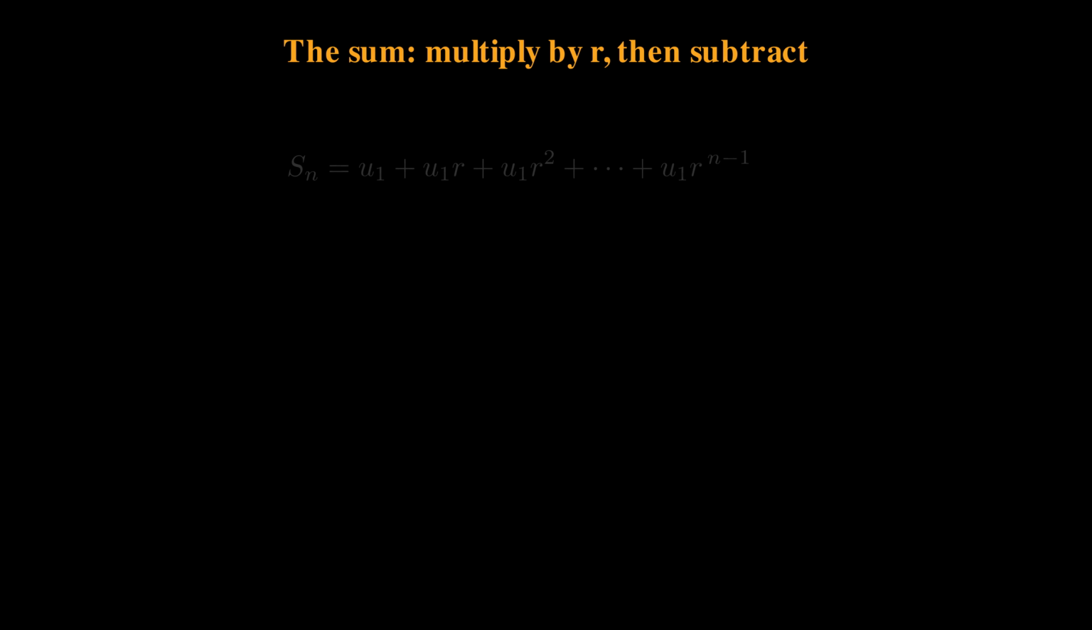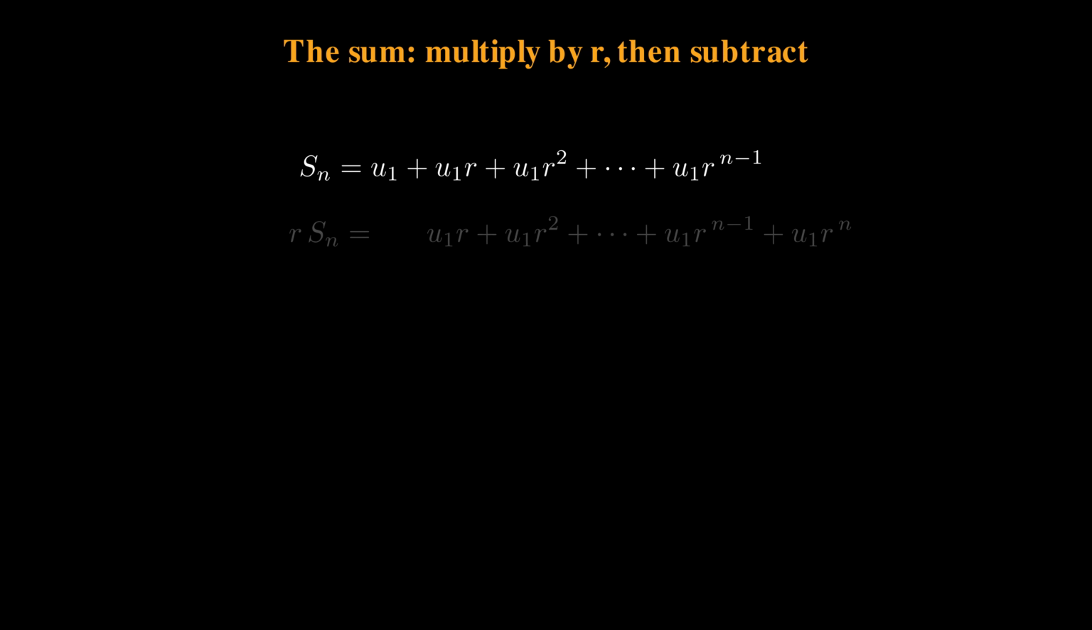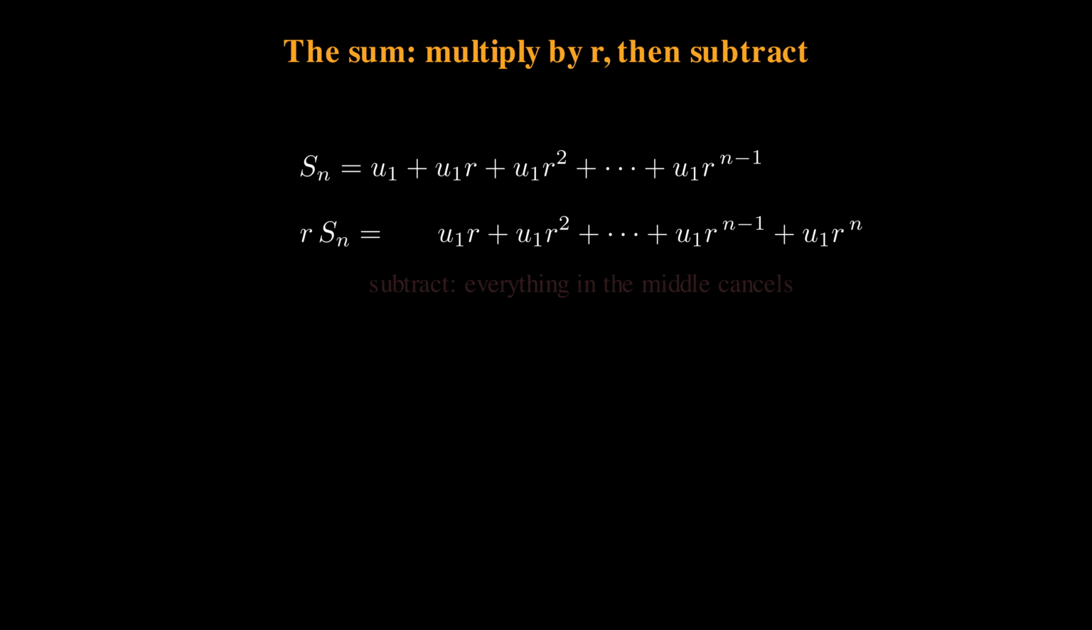Now the sum. There's a beautiful trick that dissolves the whole thing. Write out the sum of n terms in full. Then write a second line. The same sum, but every term multiplied by r. Notice that this just shifts every term one place to the right. u1r lines up under u1r, and so on. Now subtract the second line from the first.